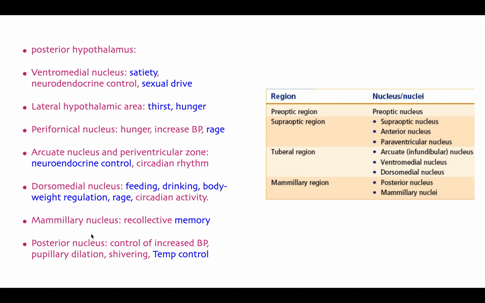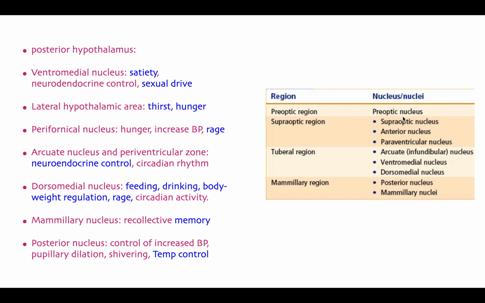The mammillary nucleus, which is different from all these other nuclei, is responsible for recollective memory. So everything else is more of an autonomic response, but this is only involved in memory. And the posterior nucleus is going to control increased blood pressure, pupillary dilation, and temperature control, as in increasing the body temperature by shivering.